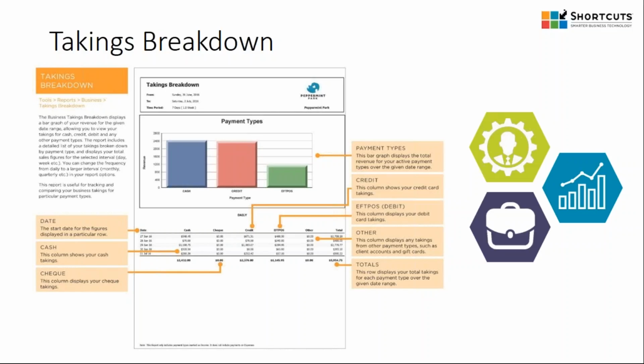And last but not least in here, we have our takings breakdown. The business takings breakdown displays a bar graph of your revenue for the given date range, allowing you to view your takings for cash, credit, debit, and any other payment types. The report includes a detailed list of your takings broken down by payment type and displays your total sales figures for the selected interval.